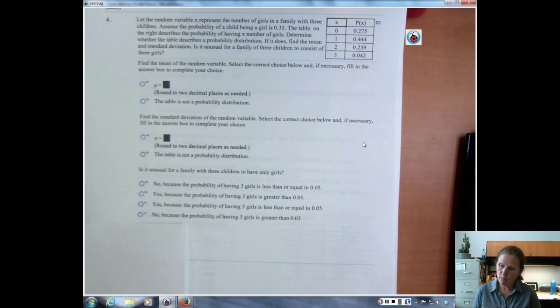Determine whether the table represents a probability distribution. If it does, find the mean and standard deviation. Is it unusual for a family of 3 children to consist of 3 girls?